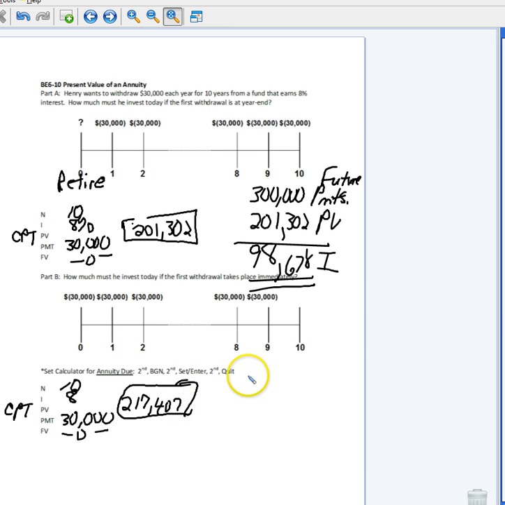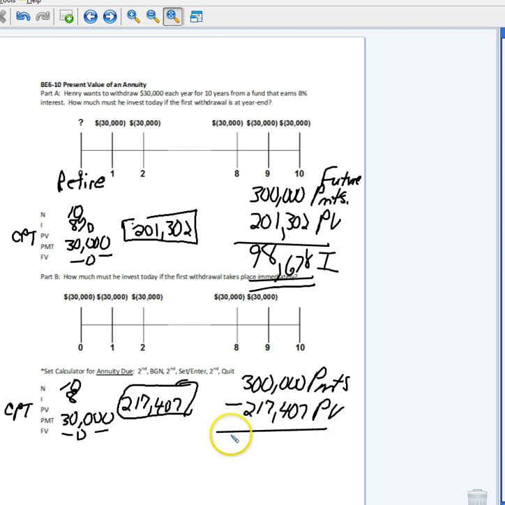I'll just do this now to speed up this whole thing. So this time, he has $300,000 of payments to himself. Those payments cost him $217,407 today. So his interest is going to be less. It's only $82,594, and the reason is there is less time to grow.